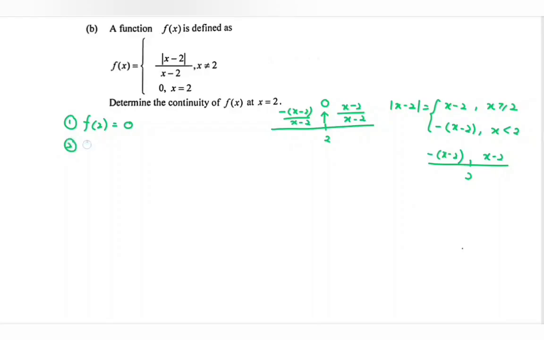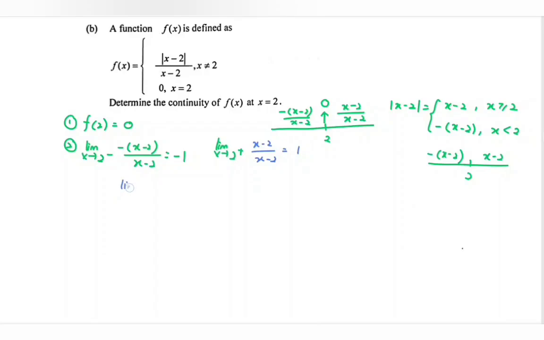Second step, find the limit when x approaches 2 from the left, and the limit when x approaches 2 from the right. So the situation will be negative bracket x minus 2 over x minus 2, and the value of y will be negative 1. As for the right hand side, we have x minus 2 over x minus 2, and the value of y will be approaching 1.